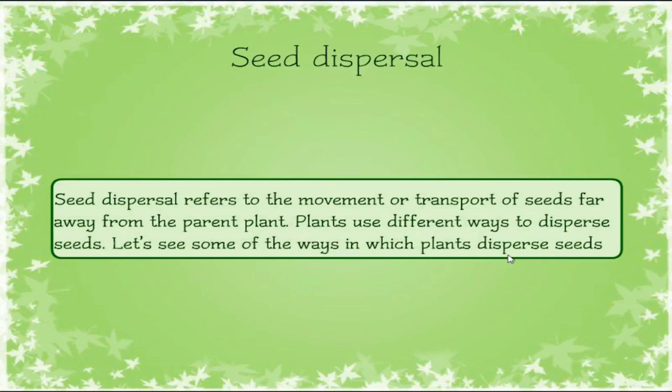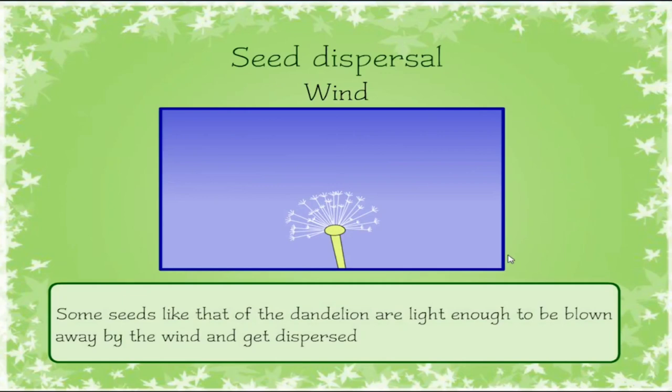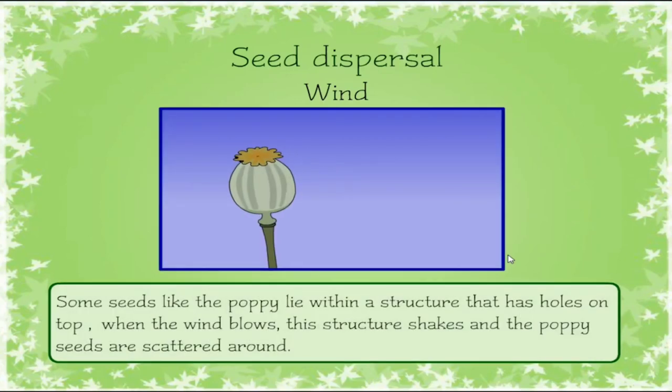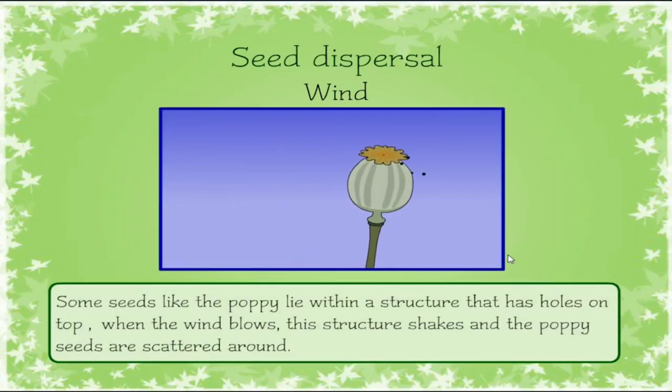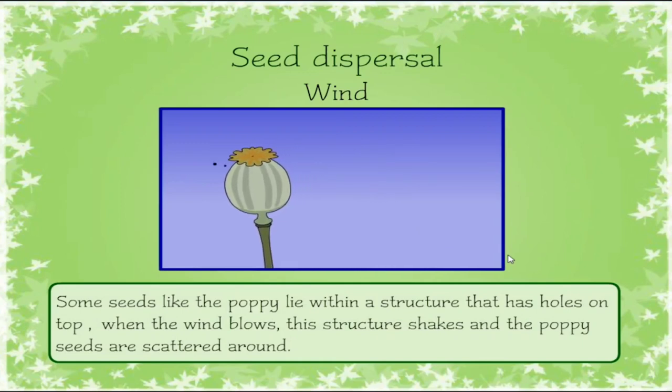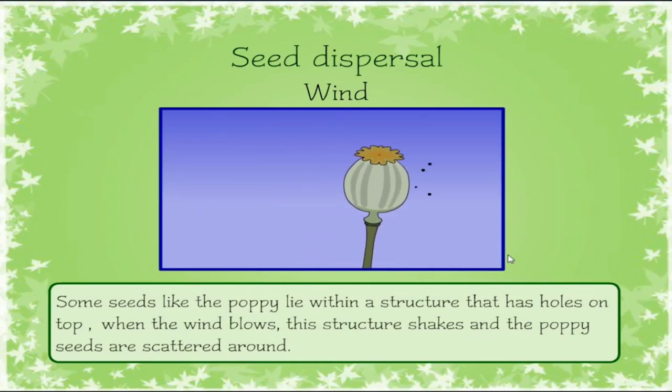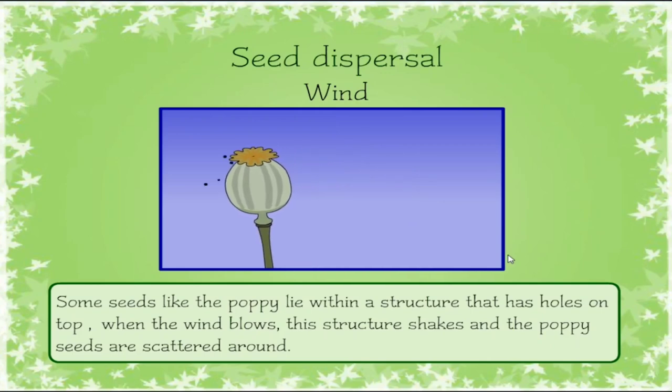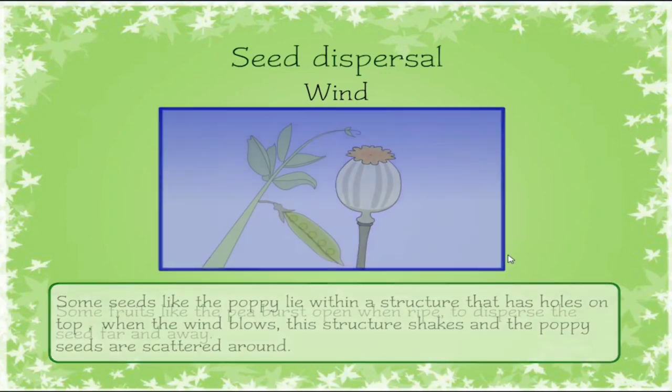Seed dispersal refers to the movement or transport of seeds far away from the parent plant. Plants use different ways to disperse seeds. Let's see some of the ways in which plants disperse seeds. Wind. Some seeds, like that of the dandelion, are light enough to be blown away by the wind and get dispersed. Some seeds, like the poppy, lie within a structure that has holes on top. When the wind blows, this structure shakes and the poppy seeds are scattered around.